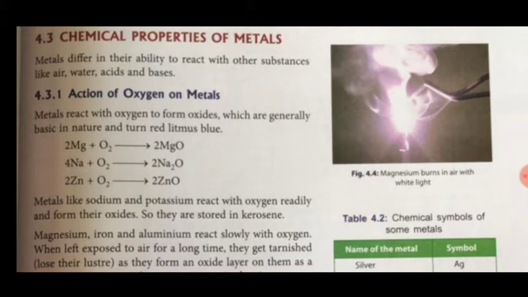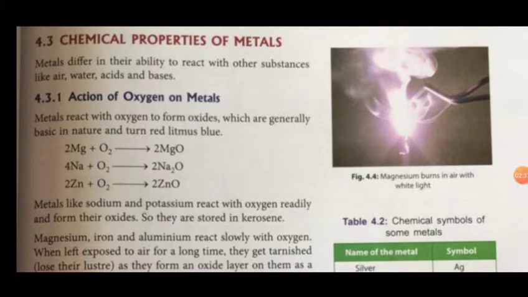Then come magnesium, iron and aluminium. They react slowly with oxygen. We all know that these metals have luster. But when exposed to air for a long time, they lose their luster and get tarnished, as they form an oxide layer over them as a result of their reaction with the oxygen present in air.